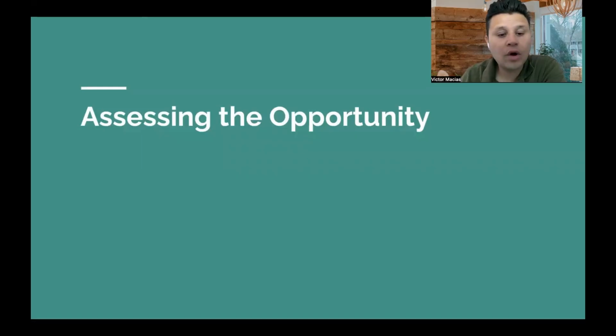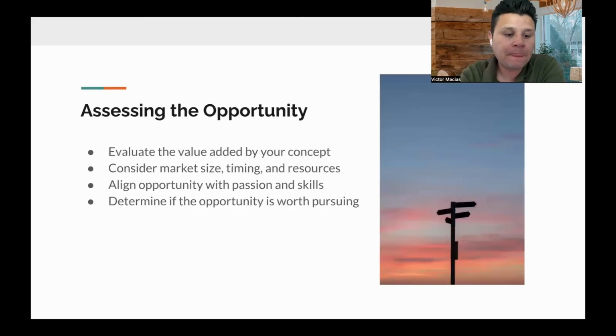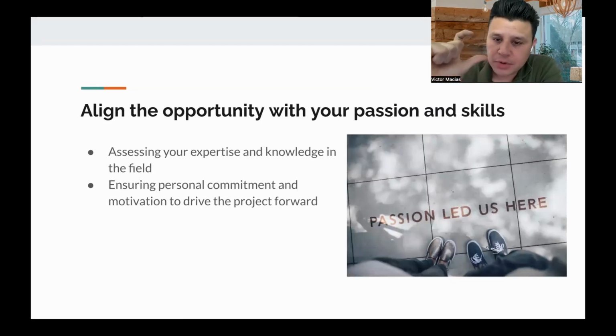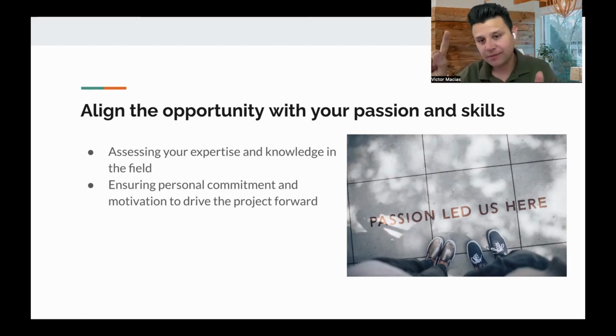Okay, now we're going to talk about assessing the opportunity and seeing how big it is and how we can uniquely solve it. So we're going to evaluate the value added by your concept. We're going to look at the market size, the timing, the resources. We're going to align the opportunity with your passion and your skills. And we're going to determine if this opportunity is worth pursuing. We need to make sure that this opportunity aligns with what you value. So we're going to assess your expertise and your knowledge in the field, and we're going to ensure that your commitment to this, your North Star, ties in.